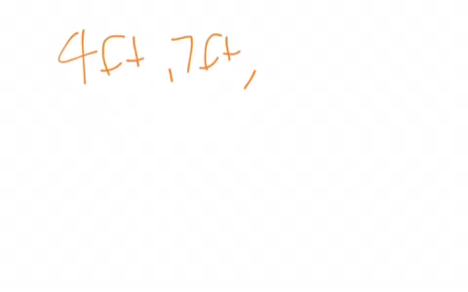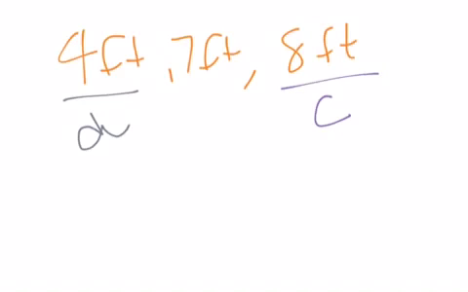Let's just draw a triangle. Let's do 4 feet, 7 feet, and 8 feet. Okay, remember C is your longest side. So that's going to be your C, and it really doesn't matter which one you have as A or B.